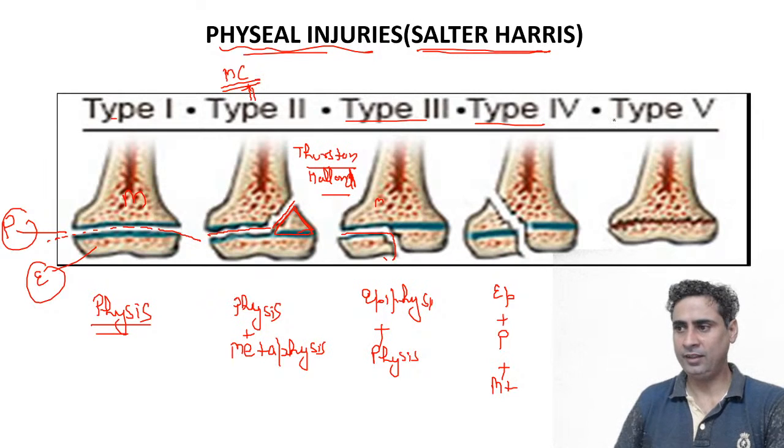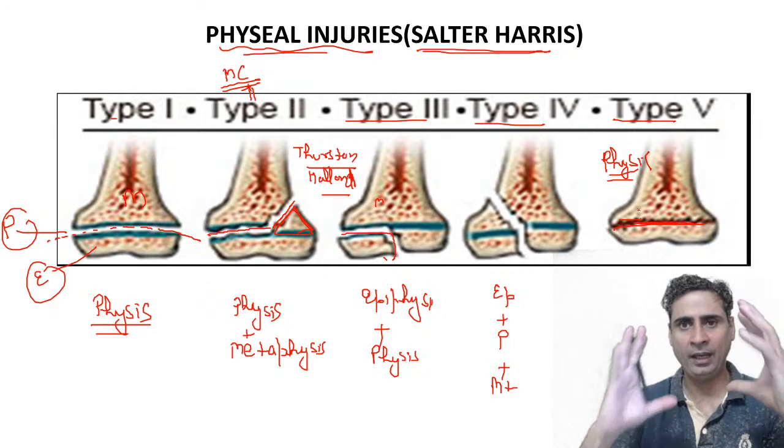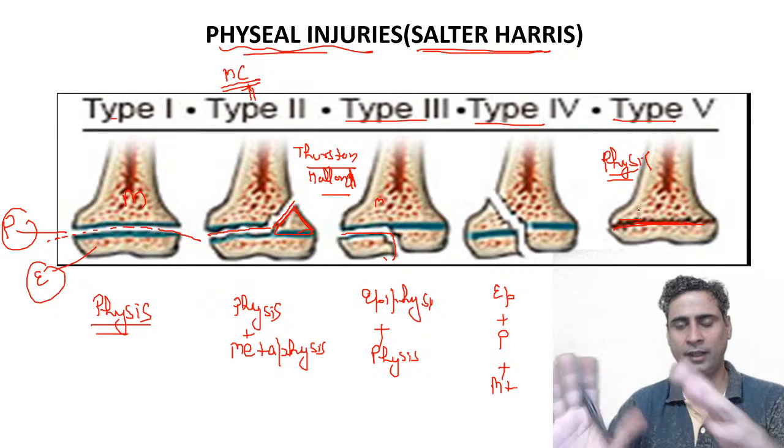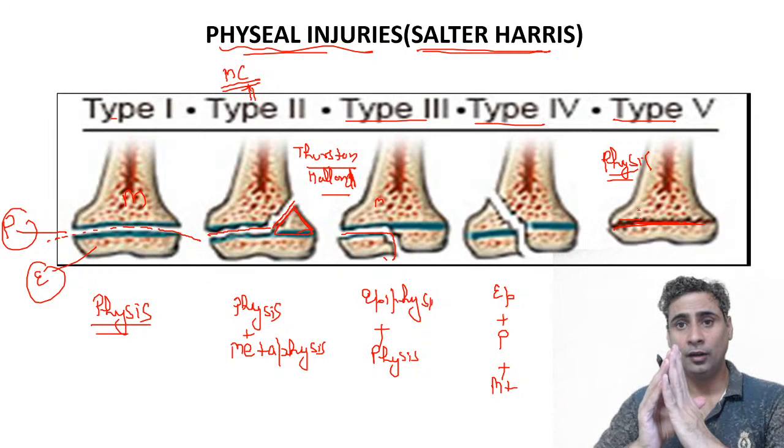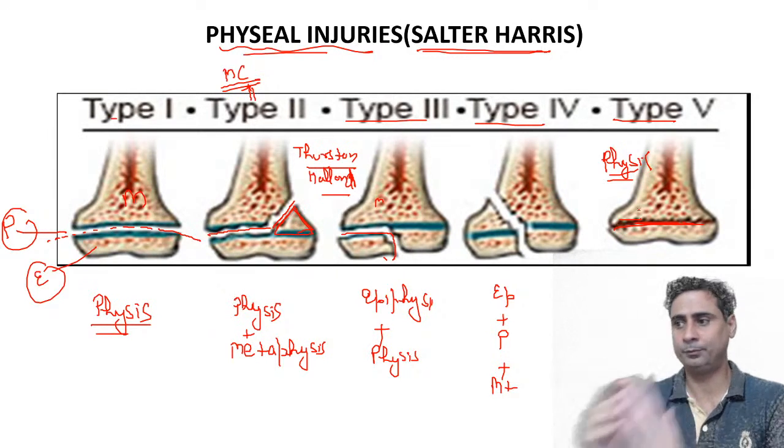Now type 5 injury, severe crush injury to physis. So there is crushing of physis. Only physis is involved but that is severely crushed, completely damaged. There are no chances of recovery. That is complete damage, so there will be severe growth disturbance in the length of the limb.